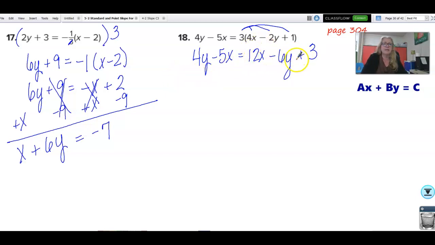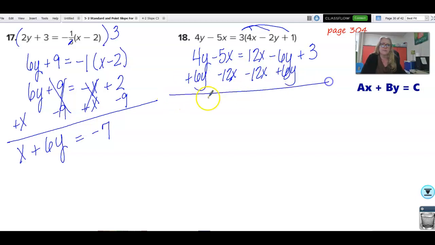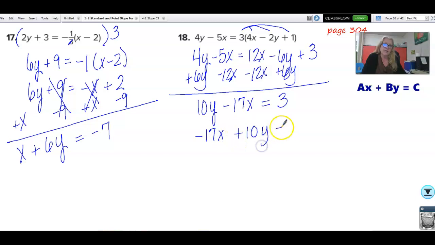All right, so the x and the y need to be booted, and the 3's cool. He's on the right side already. So I will subtract 12x from both sides, and I will add 6y's to both sides. 4y plus 6y is 10y. Negative 5x and negative 12x is negative 17x. And all that's left on the right-hand side now is the 3. I know what you're saying, Miss Williamson. Those are in the wrong order. I know. I'm going to fix them. Negative 17x plus 10y equals 3.